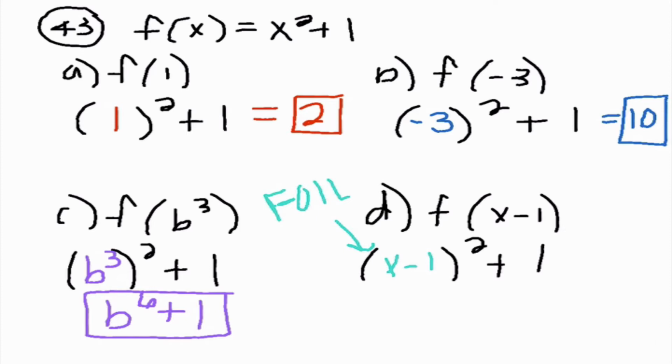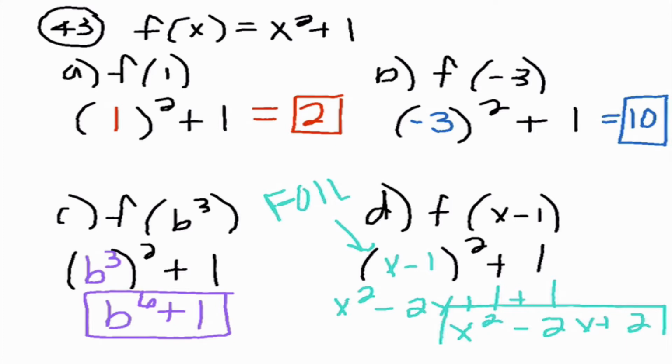And I know whenever I have a binomial that's squared, that means I need to FOIL that. So I get x squared minus 2x plus 1 plus 1. So our answer would be x squared minus 2x plus 2. So that is how we evaluate functions.